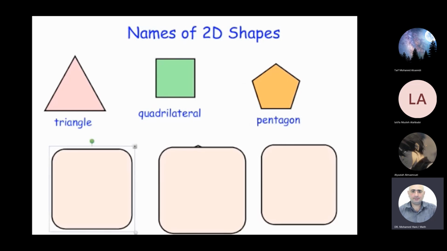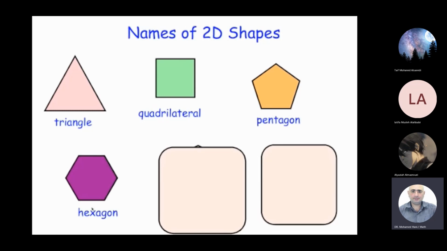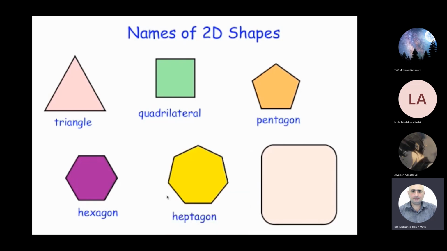Next, this shape with six straight sides is called a hexagon. Notice the word six has the letter X in it, and so does hex. So a hexagon has six straight sides. Next, seven straight sides is called a heptagon, just like the heptathlon in the Olympics, which Jennifer Ennis won gold in. A heptathlon has seven events, and a heptagon has seven sides.